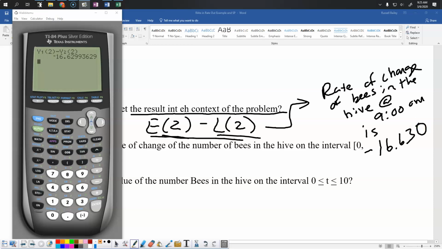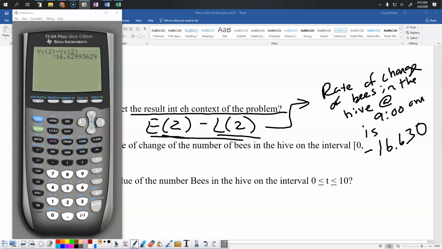Now, the rate of change of bees in the hive at 9 a.m. is this. But what does that mean if the rate of change is negative? It's what? Something about the slope. It's decreasing. What's decreasing? That's right. If my rate is negative, then the number of bees is decreasing at that point in time. So I think we should probably add that here in our interpretation. This is a good answer.